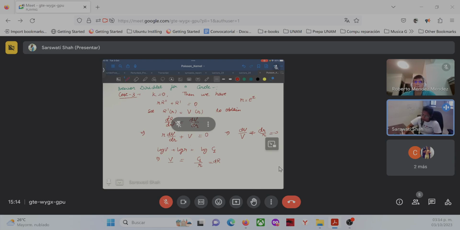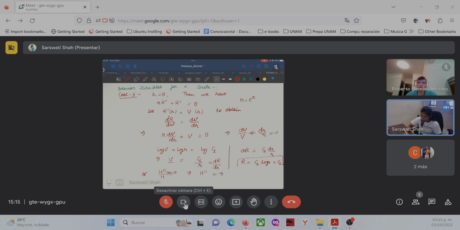And what is the value of capital V? This is the value of capital V. So dr is equal to C1 dr over r. So r equals C1 logarithm of r plus another constant C2. And the second equation is h double dash plus h equals 0. So h double dash equals 0.